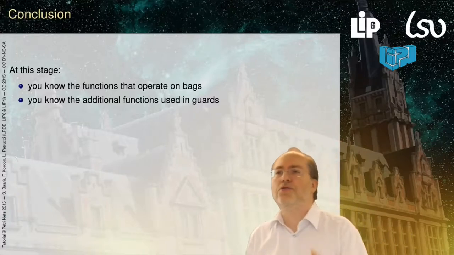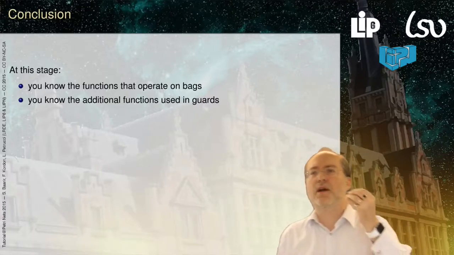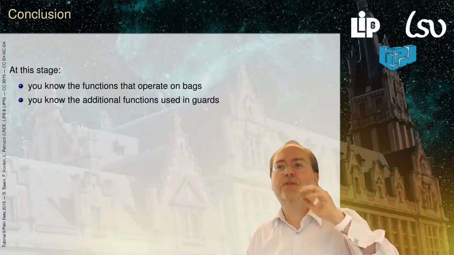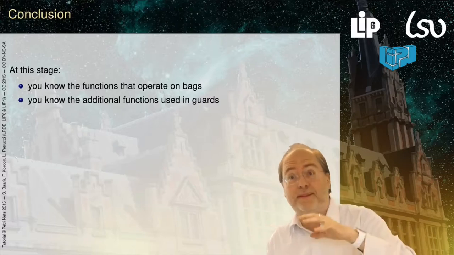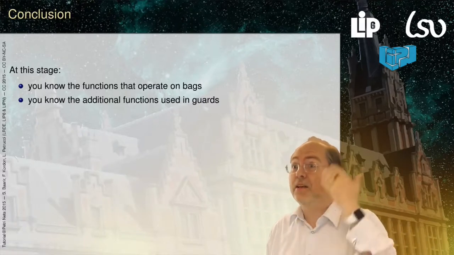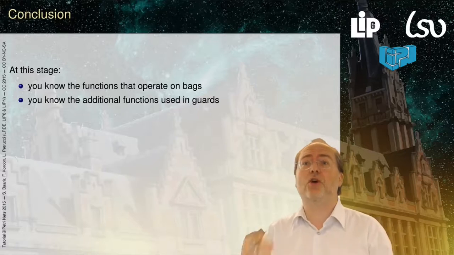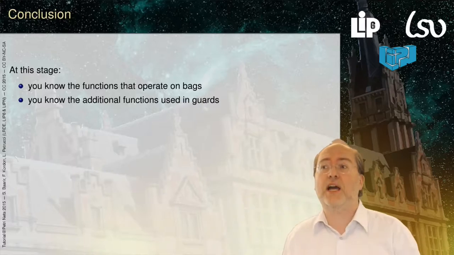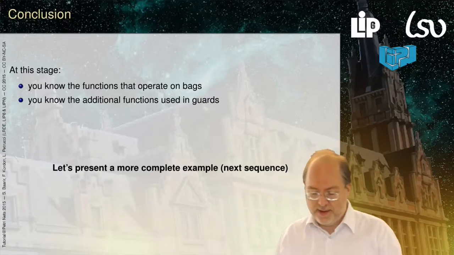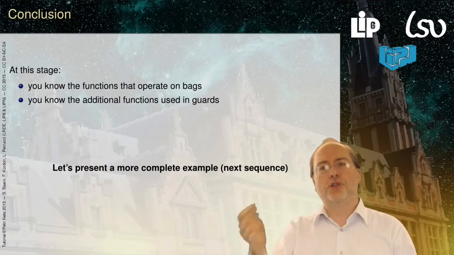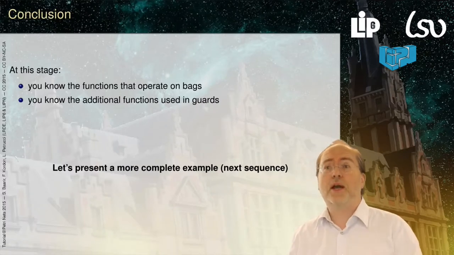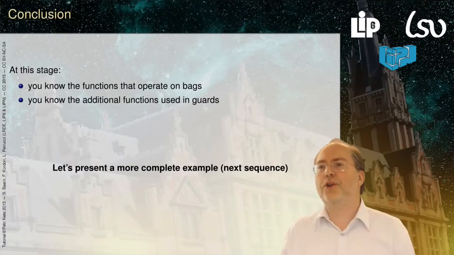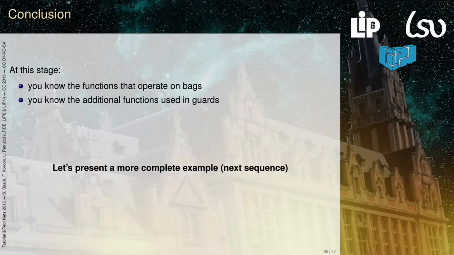So, as a conclusion of this sequence, you see that at this stage, symmetric nets with bags are built on top of symmetric nets by just adding specific functions allowing the manipulation of bags in tokens. So it's a higher level way to type tokens in such a Petri net, and you can also use such functions in guards, and everything together will preserve the symbolic reachability graph.